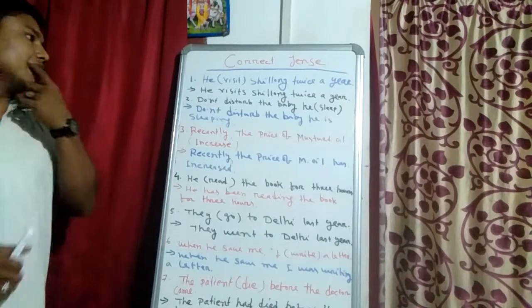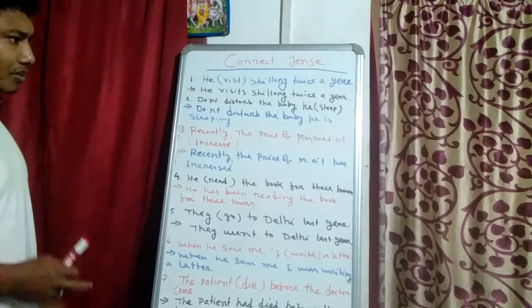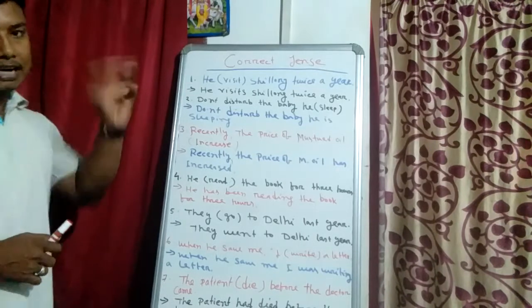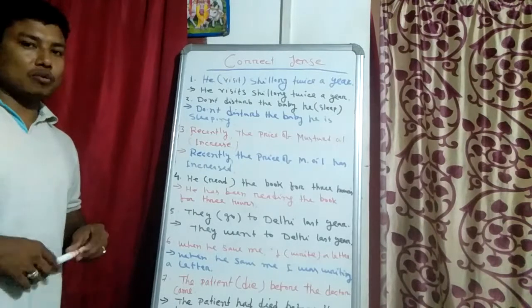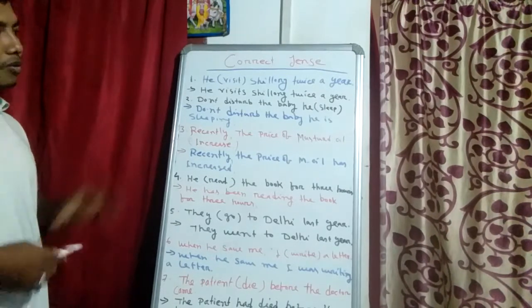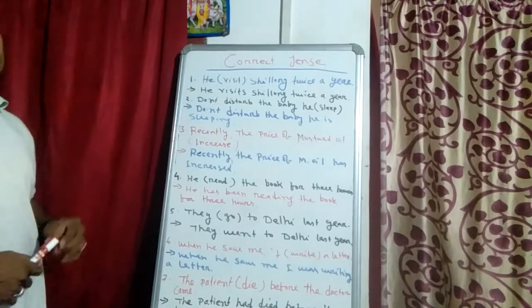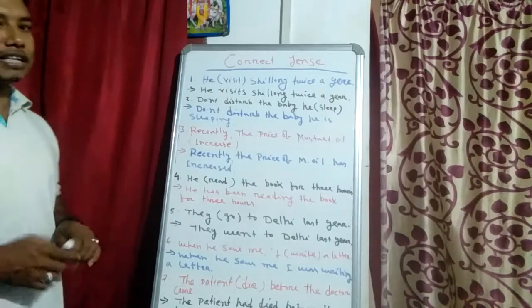First example, he visits Sri Lanka twice a year. When we discussed the concept of times for simple present tense, we get the times twice a year, twice a month, twice a week, twice daily. In this way, other times: every year, every Sunday. When we get these particular times, we always know that the example will be in simple present or present indefinite tense.